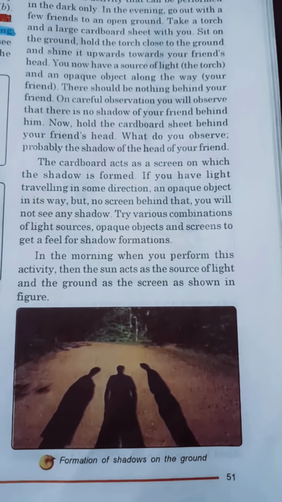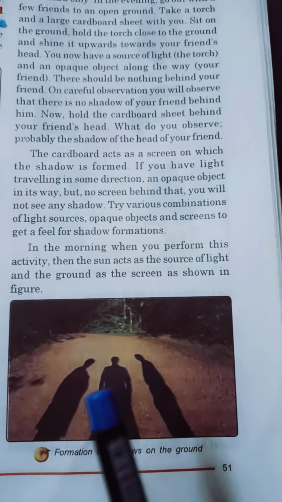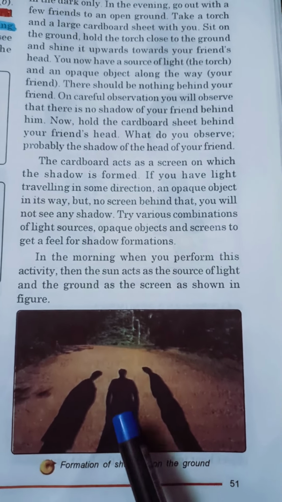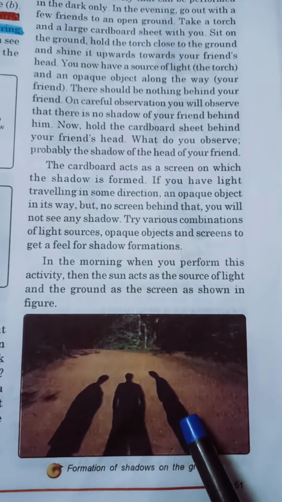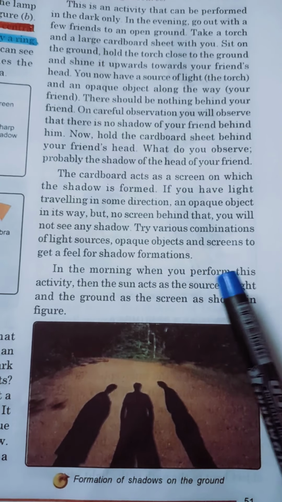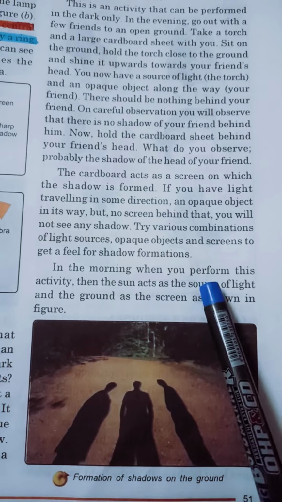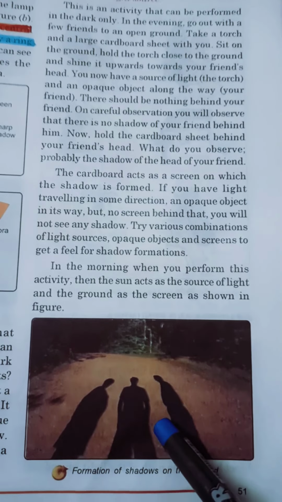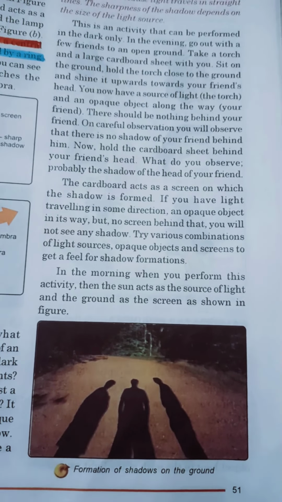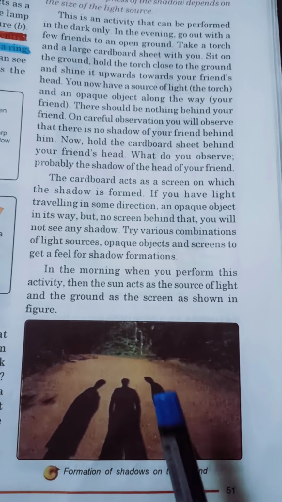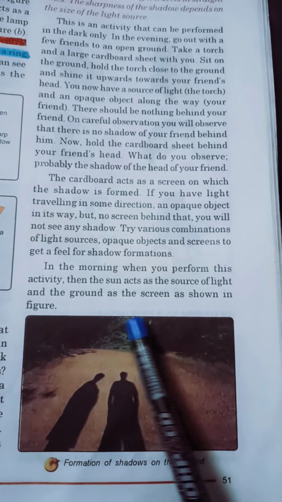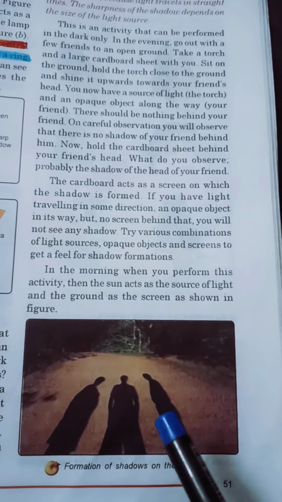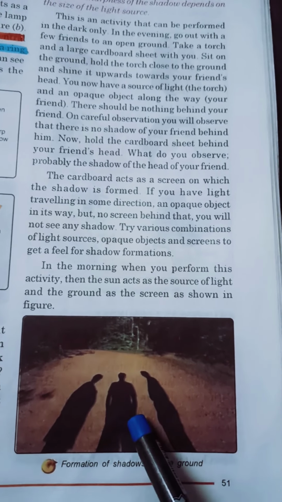So when the light was traveling in a straight direction on the road, they stood over here and they blocked the light. And when the light is blocked, their shadow has been formed. In the morning, when you perform this activity, then the sun acts as the source of light and the ground as the screen as shown in the figure. This figure can also be considered as a shadow formed in the morning time when the sun is the source of light, but as we can see it is all dark over there, so it is definitely night time when they have used a street light as a source of light.